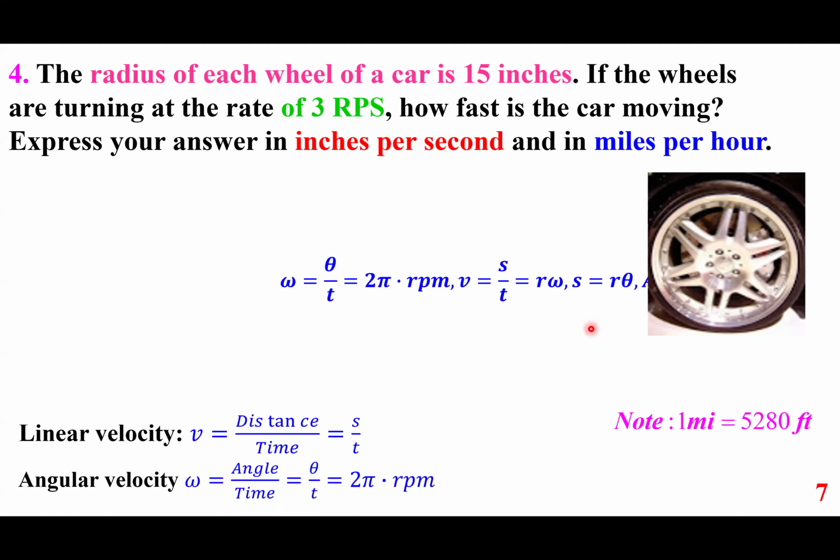And so linear velocity, V, is total distance over total time. Okay, so the total distance that is covered along the curve is S over total time. That is called linear velocity. Now, as it covers the arc, it also covers some sort of an angle, and the rate is called omega, angular velocity. The angle divided by time, or theta over t, would be 2 pi RPM. Okay.